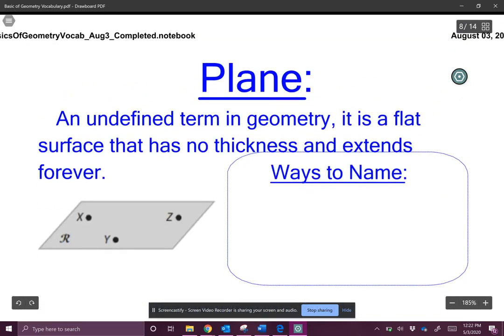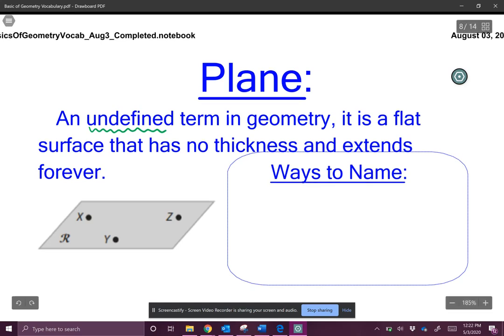Our next one is a plane. That's our third and final undefined term in geometry. It's a flat surface that has no thickness and extends on forever. So you can think about the coordinate plane when we talk about graphing points. Those are planes. The coordinate plane has an X and a Y plane that we can use to plot points on.